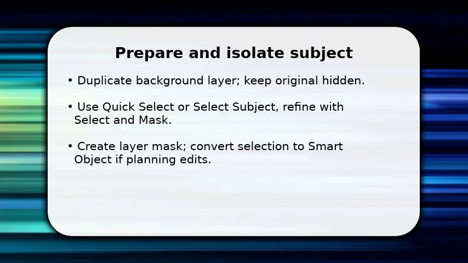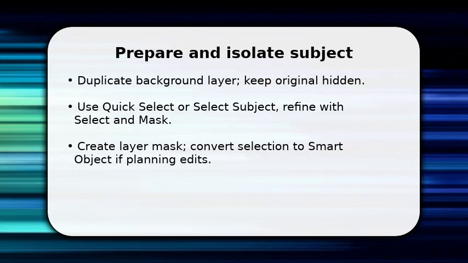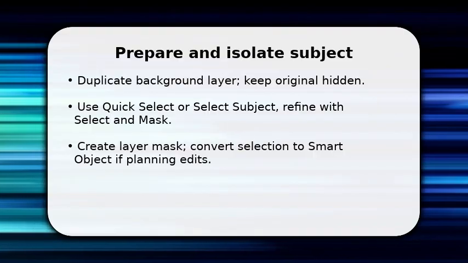You'll start by isolating the subject, so bokeh affects only the background. Duplicate the background and hide the original, then use Quick Select or Select Subject to grab the subject quickly. Once selected, refine edges in Select and Mask to avoid halos.